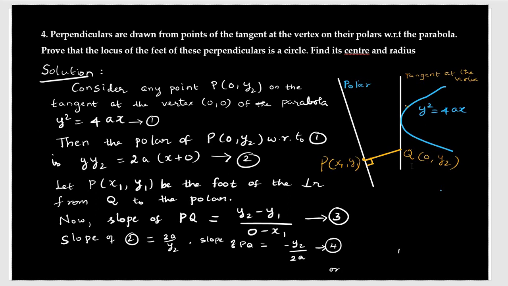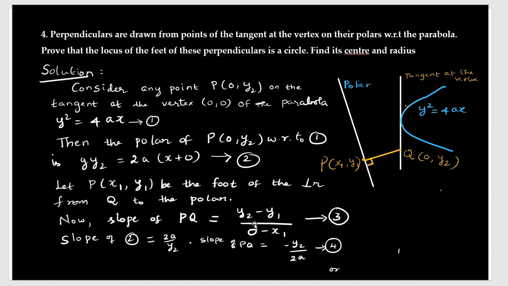Then the polar of that point Q, with respect to the parabola, is y2 equal to 2a into x plus, here the x coordinate is 0, so you get this. Now let P of x1, y1 be the foot of the perpendicular from Q to the polar. Now we have the slope of PQ. How do we find the slope of PQ? The difference between y coordinates divided by the difference between x coordinates. Name that as equation 3. Already this is named as equation 2.